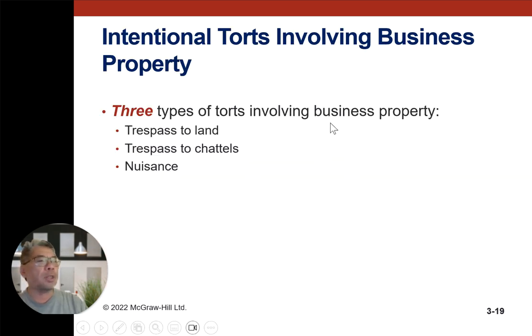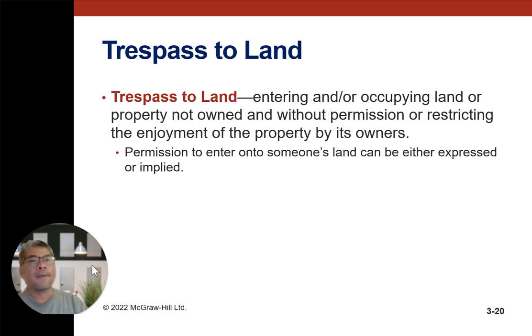Three types of torts involve business property: trespass to land, trespass to chattel, and nuisance. Trespass to land, okay? Trespass to land means entering or occupying land or property not owned, without permission, or restricting the enjoyment of property by its owner. Permission to enter someone's land can be either express or implied. So if you see some land, you see no trespassers. There is already a sign that people cannot trespass on the land.